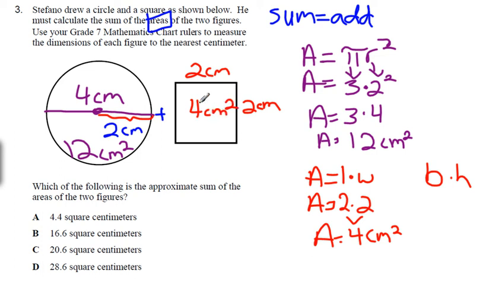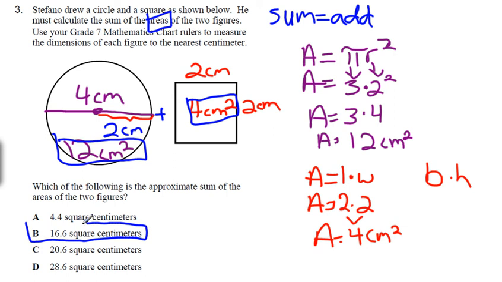So now we have these two areas. We have 12 centimeters. We have 4 centimeters. If we add those together, 12 plus 4 is 16. And we see we have an answer that's close to 16, but it's not exact. The reason it's not exactly 16 is because we rounded pi down to 3. So if we round to 3, we know that our actual answer is always going to be just a little bit bigger.